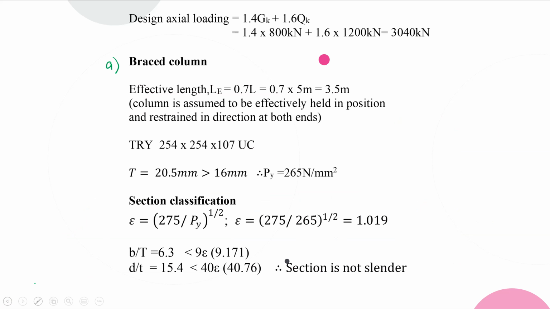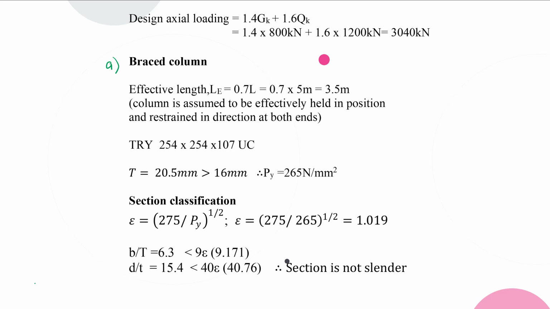Refer again here. Okay, so that's why t is bigger than 16 mm but less than 40 mm. You can, ataupun you nak tulis, because we know that when it is more than 16 mm, less than 40 mm, py adalah 265.